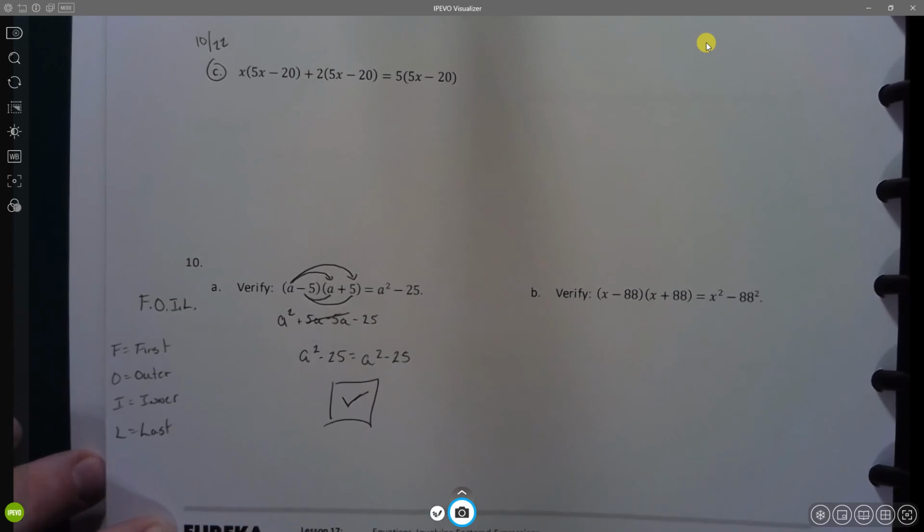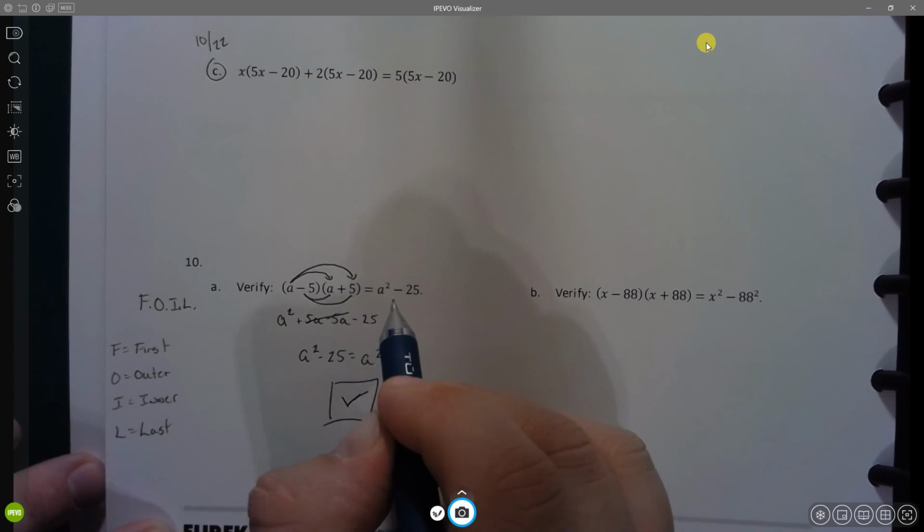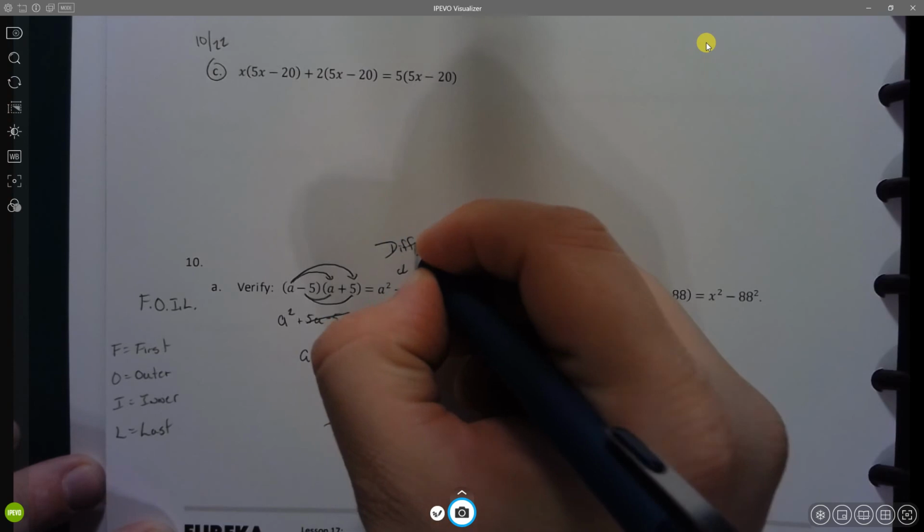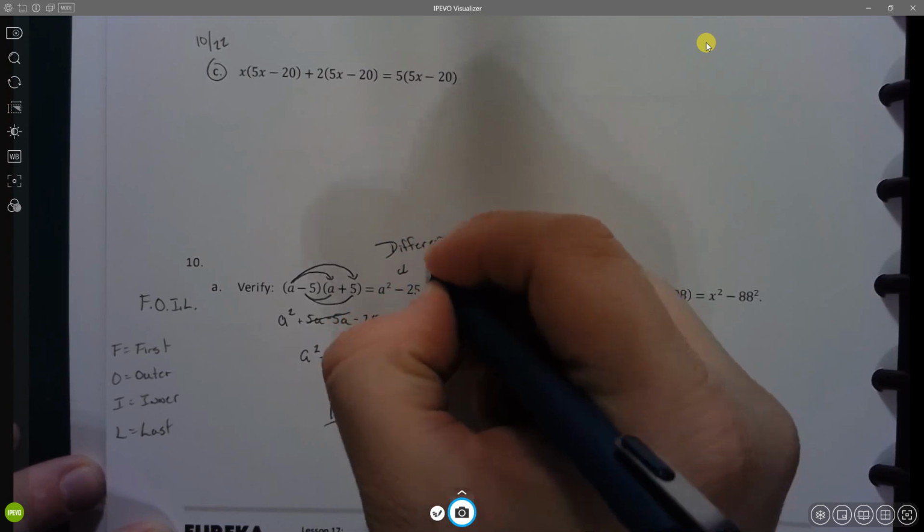This is what you call a difference of squares. This is known as a difference of squares.